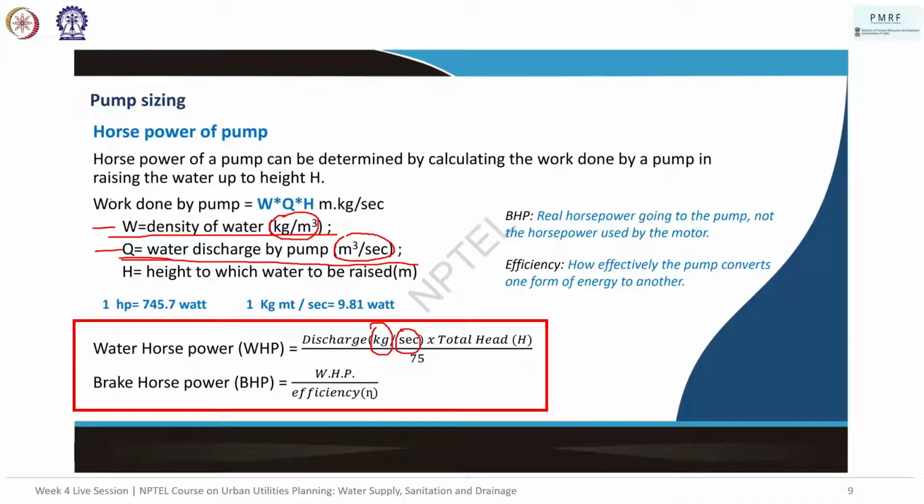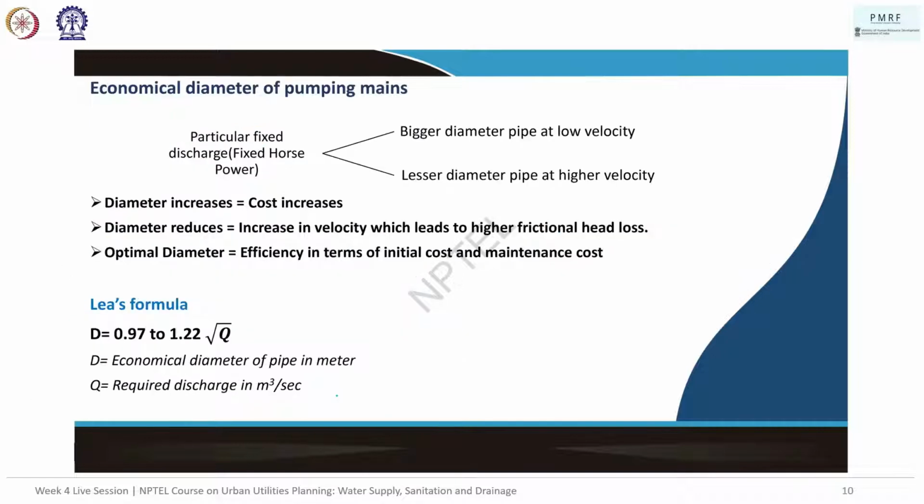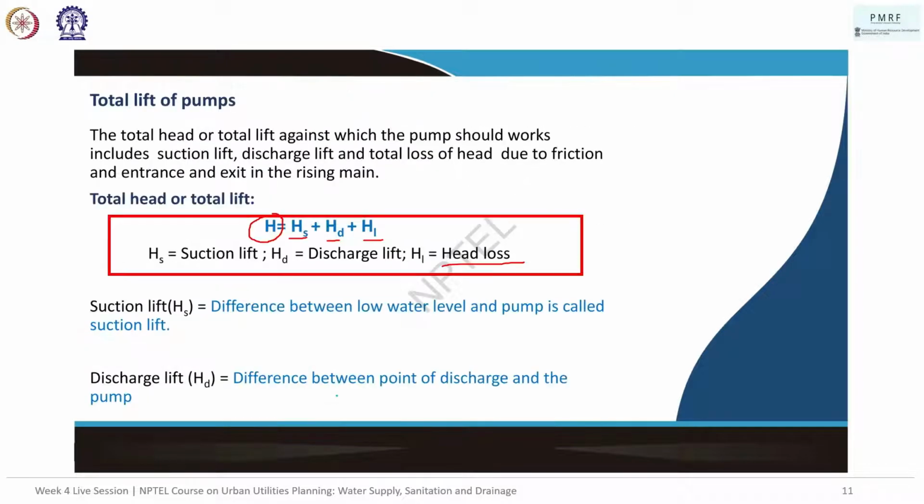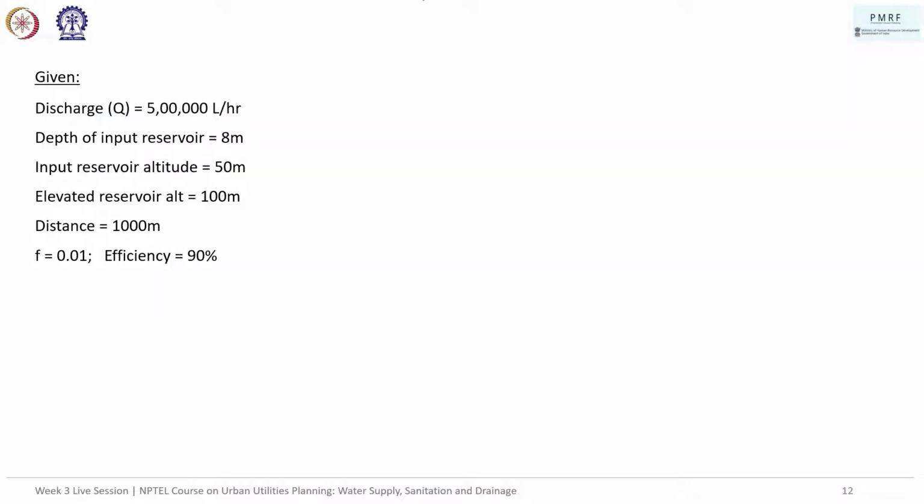So after we calculate the water horsepower, we also calculate the brake horsepower by dividing the water horsepower by efficiency. Let's just work out the problem. You will be able to see what it is. So these are the given details.